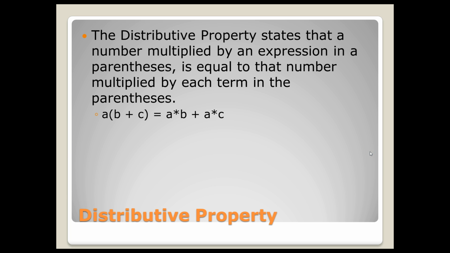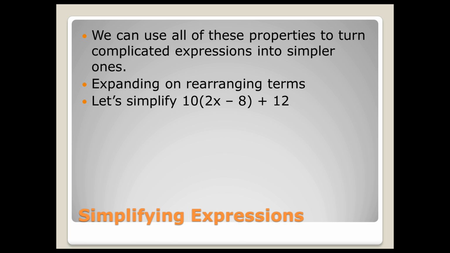The distributive property states that a number multiplied by an expression in parentheses is equal to that number multiplied by each term in the parentheses. So a times the sum of b plus c is equal to a times b plus a times c. And we can use all of these properties to turn complicated expressions into simpler ones. So this expands on rearranging terms. So let's simplify this expression. 10 times the difference of 2x and 8, plus 12.